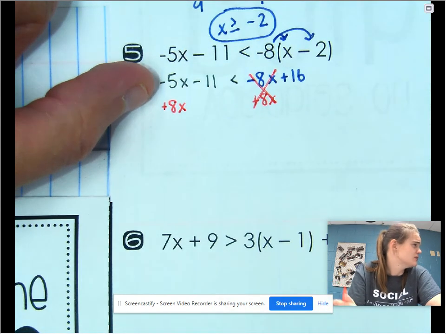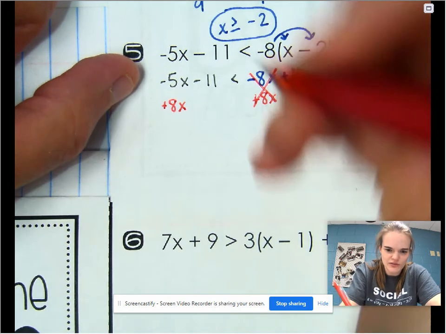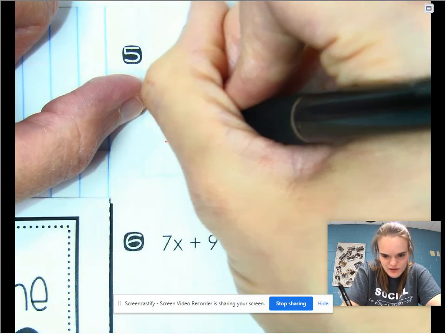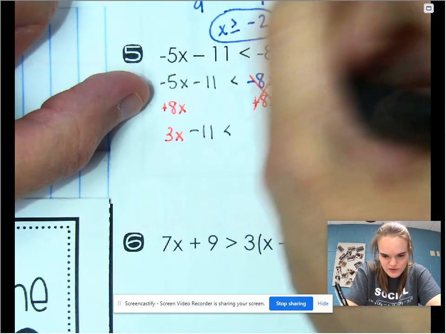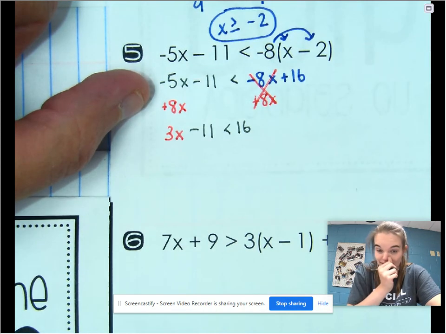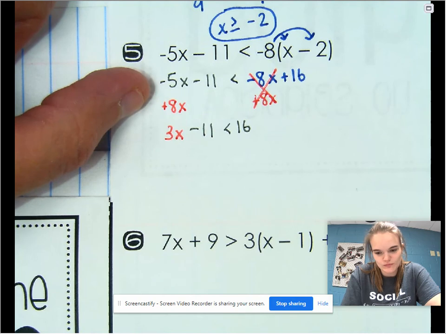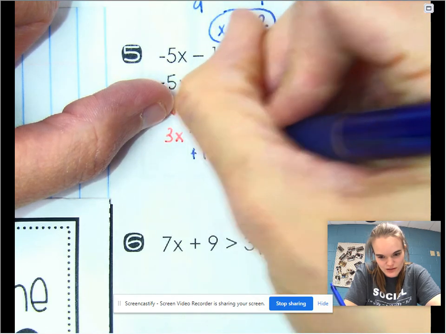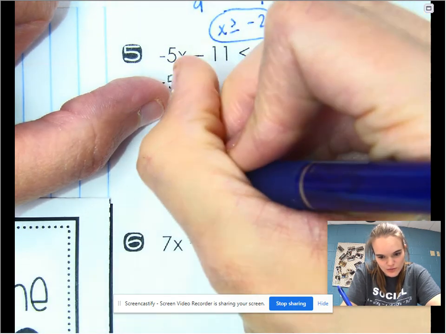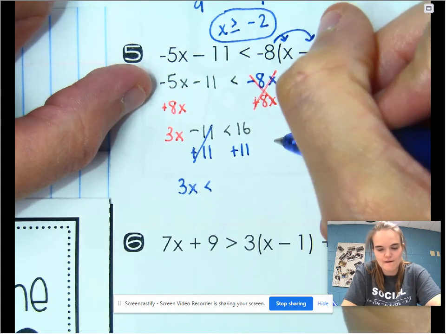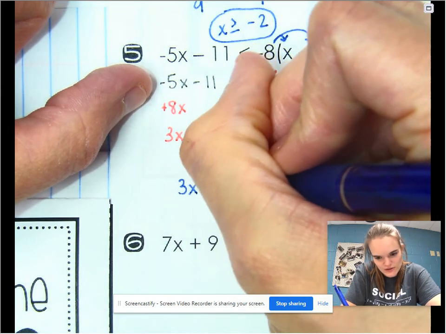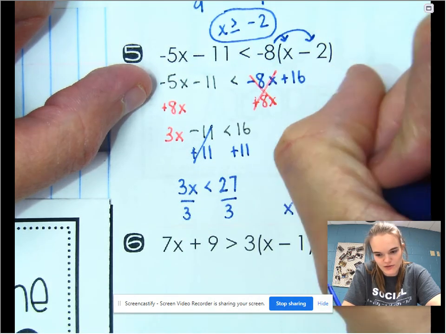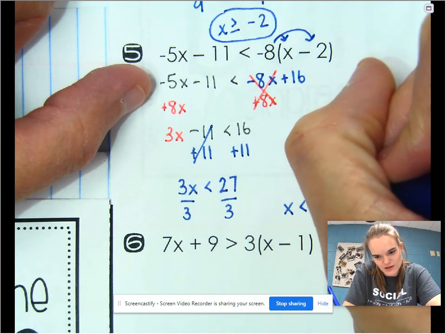Now make sure you can see. Okay. Negative 5x plus 8x is 3x. And I'm going to bring down everything else. Minus 11. Don't forget the symbol. It's not equals. Less than 16. That's what inequality actually means. It's not equal. It is something else. All right. Now I'm going to add 11. So 3x is less than 27. And last, I'm going to divide by 3. So x is less than 9.